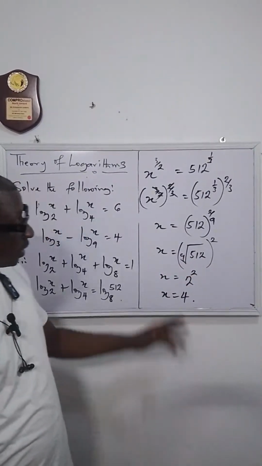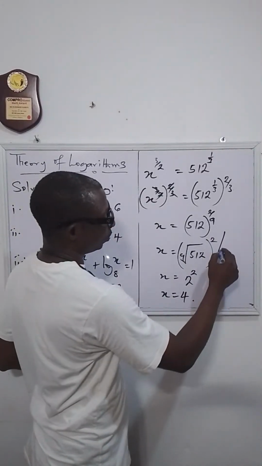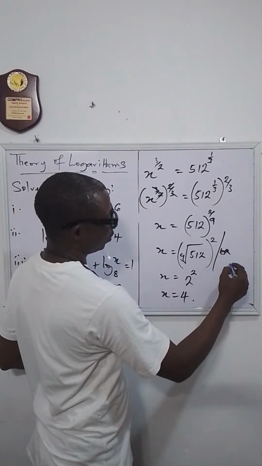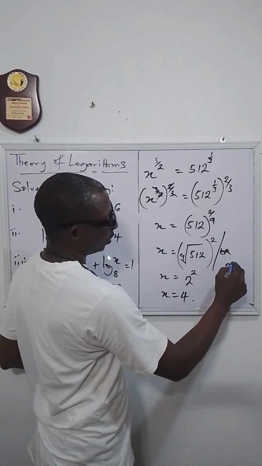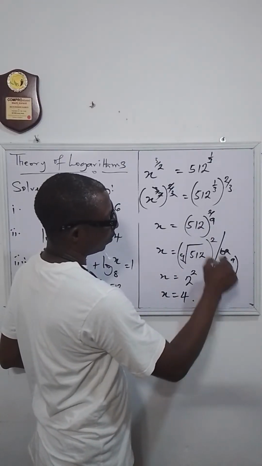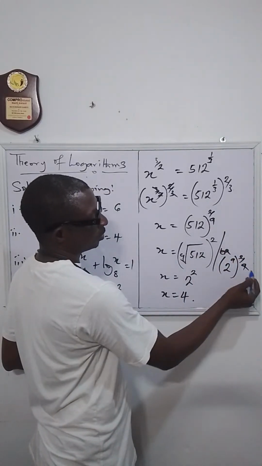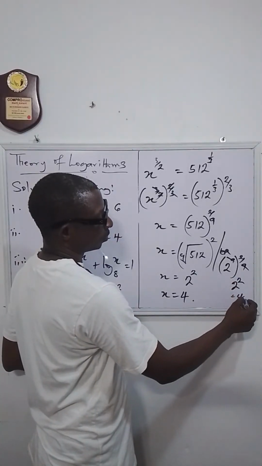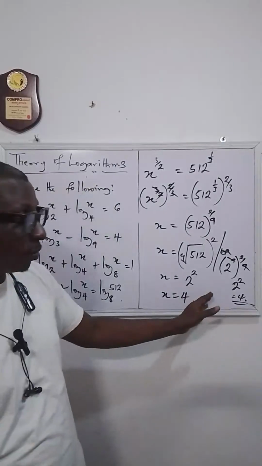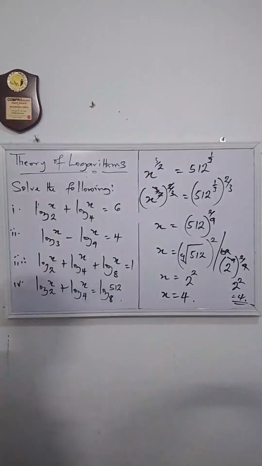Or better still, you can write this another way. We have this is 2 raised to the power of 9, right? And we already have 2 over 9 here. So this can cancel this. So we have 2 raised to the power of 2, and that gives you 4. That's another way of doing it. So I hope you all understand that.